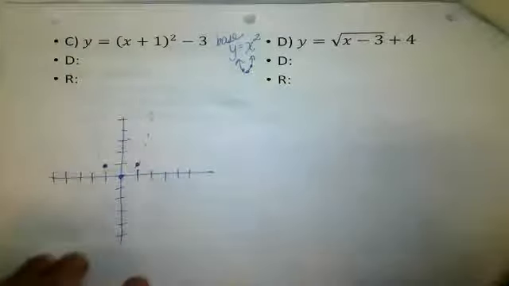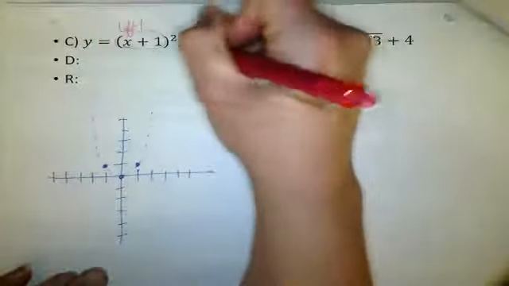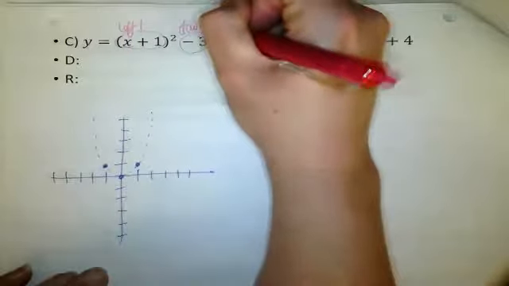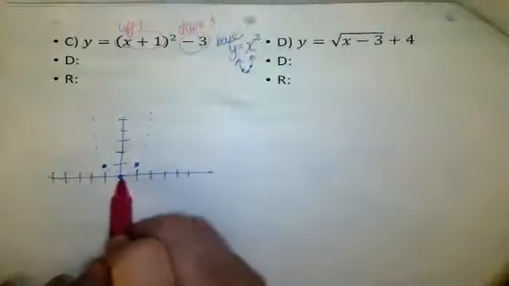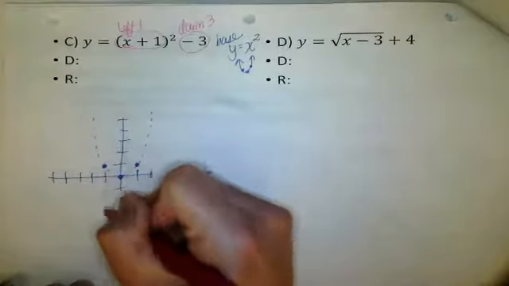And how is this parabola going to be shifted? Left 1, good. Left 1 and down 3, good. So I'm just going to take 0, 0 and slide left 1, down 3. Left 1, down 1, 2, 3.